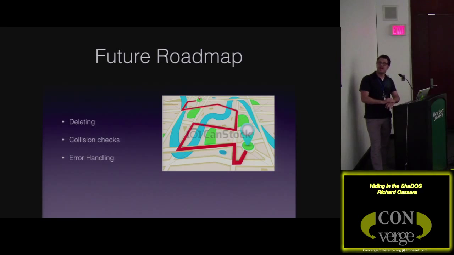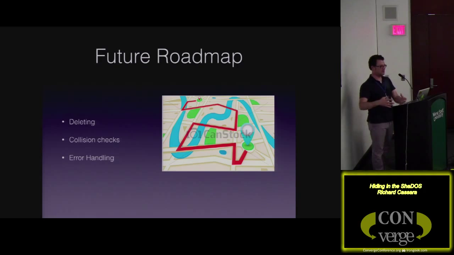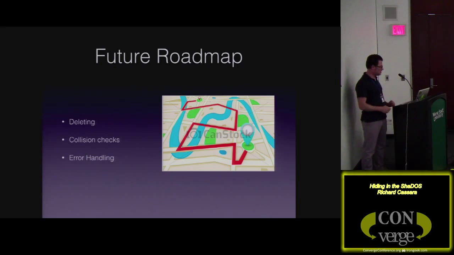I also need to add collision checks. It's unlikely, but it's a non-zero chance that the randomizing will pick the same DLL and the same random file name to overwrite a file that you already put in. So that's something that would be really bad. So it needs to have a collision check on that.